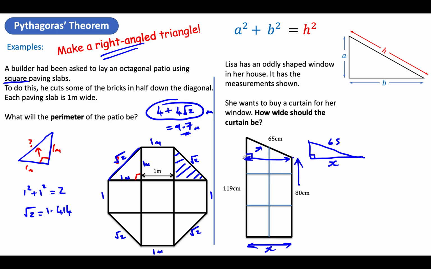But then I just need to go a little bit higher up to here. So that will be the difference between 119 and 80, which is 39 centimetres. So this bit up here, 39 centimetres.